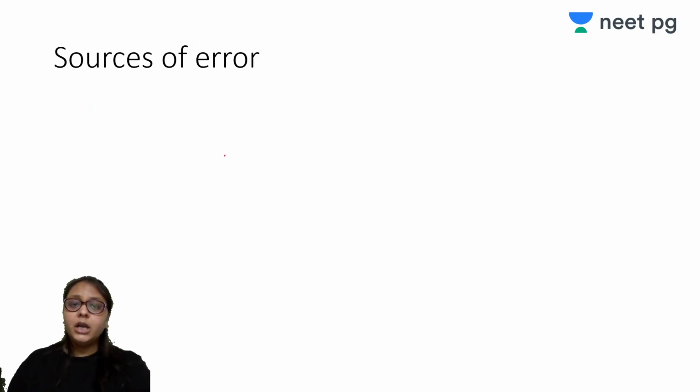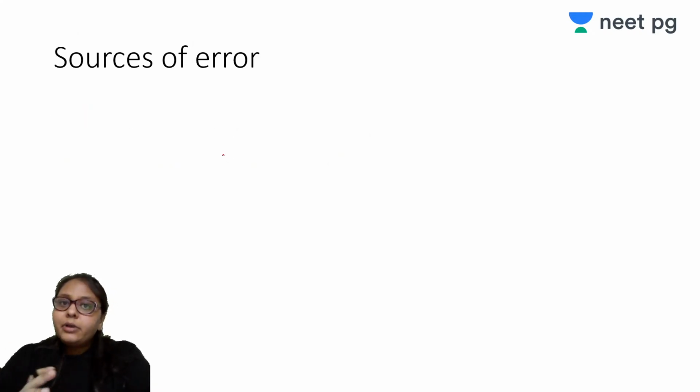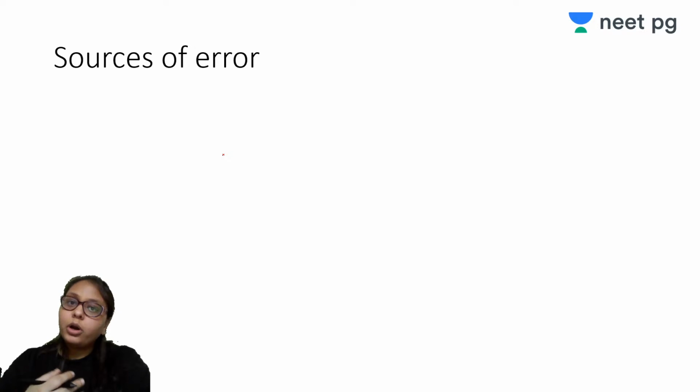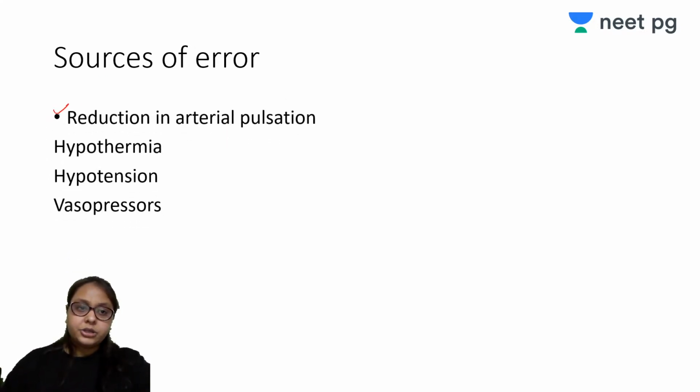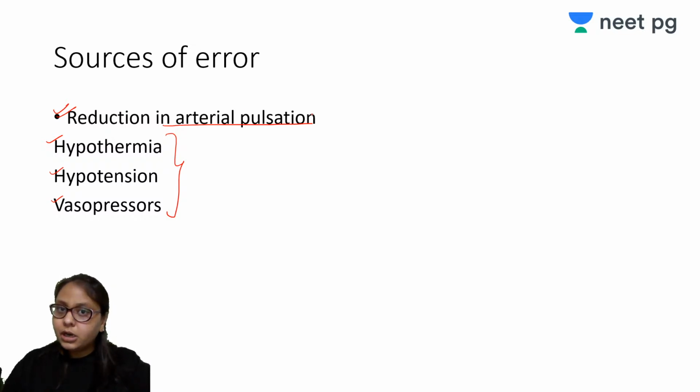Okay, now there are some sources of error which can hamper the pulse oximetry readings. So what are those sources of errors? That is, एक है reduction in arterial pulsation. जैसे if patient is hypothermic या फिर हाइपोटेंशन या फिर वेसोप्रेसिस में है, तो ये मैंने बताया था, वहाँ पे टिश्यू परफ्यूजन अच्छा नहीं होगा, आर्टेरियल पल्सेशन कम होगा.